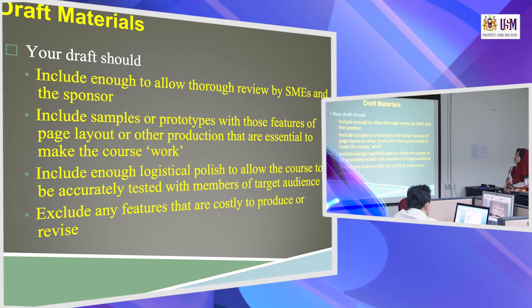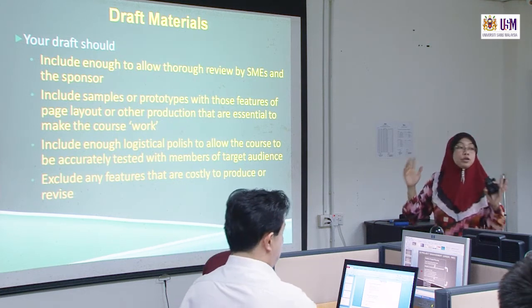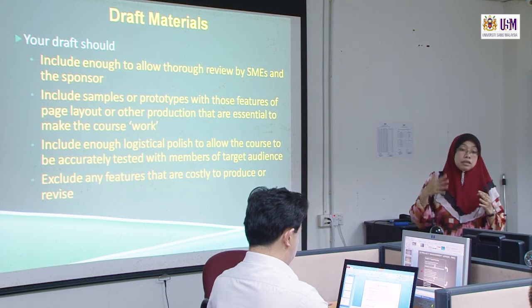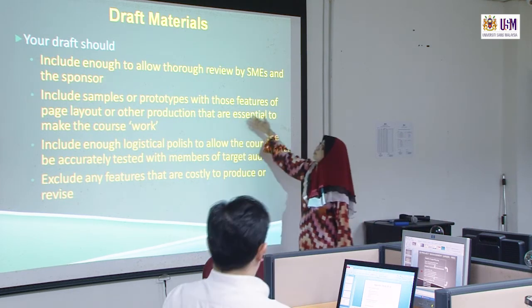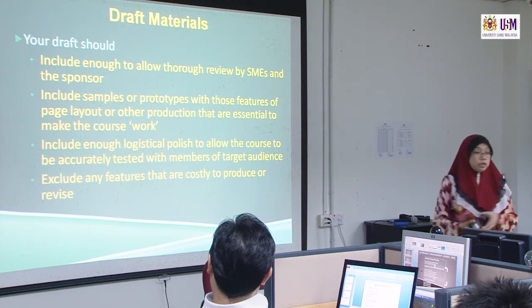So it should be tested, and your draft should include enough to allow thorough review by subject matter experts and the sponsor. Include samples or prototypes with those features of page layout and other production that are essential to make the course work. Then include enough logistical polish to allow the course to be accurately tested with members of the target audience, and exclude any features that are costly to produce or revise. Meaning that, as I said just now, the draft should be almost finished. We try to make fewer errors for this final draft. If you have samples or prototypes of those features, they must be similar to whatever you are going to produce later on.